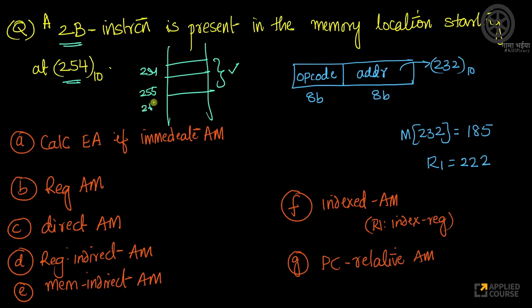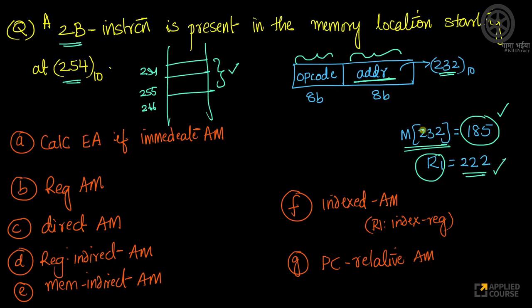The next instruction is starting from 266. Okay, then it also says that your instruction requires 2 bytes, right? The first byte is the opcode. The second byte is the address, right? The second byte here is the address field. And what is stored in the address field? The value 232 is stored in the address field. This address field has 232, right? And in memory location 232, you have a value 185 stored. All these numbers are in base 10, right? You have a register R1 where value 222 is stored. Okay, these are 3 things that you have.